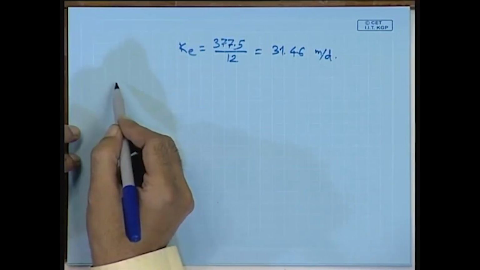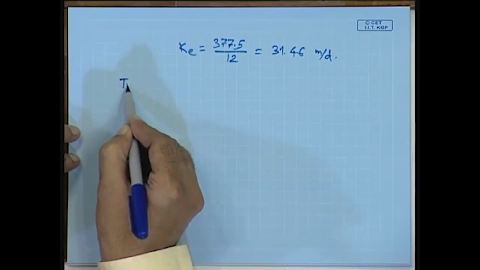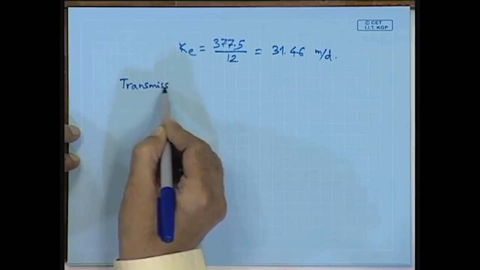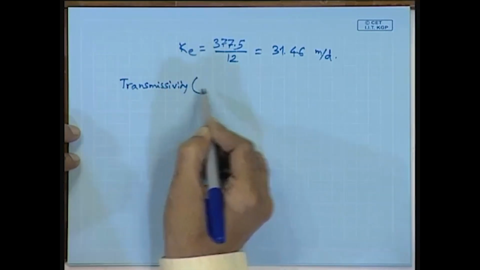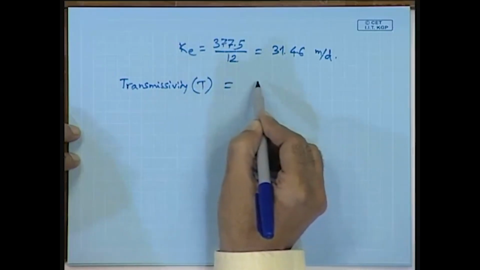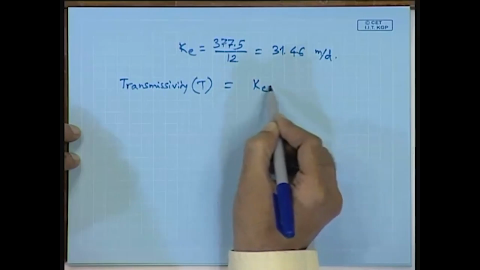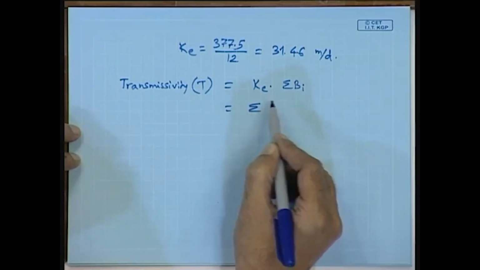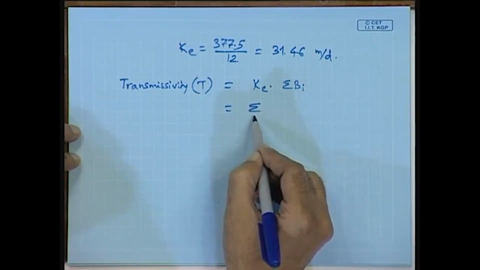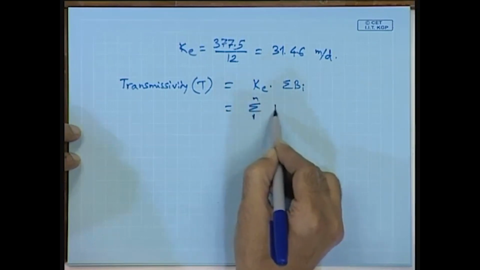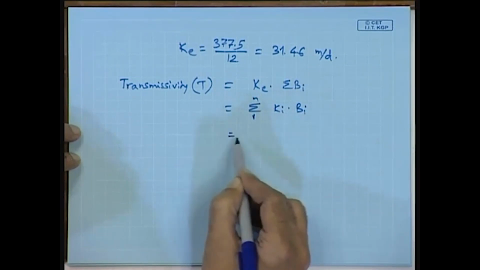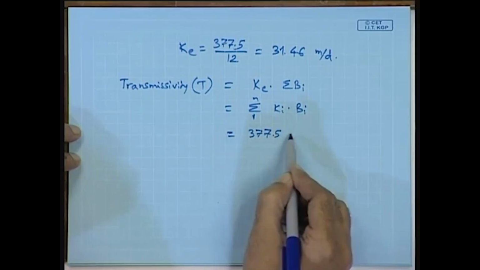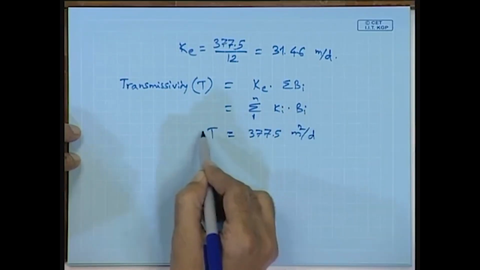Let us also estimate the transmissivity, also known as transmissibility. This is simply equal to K E into sigma B I, which is simply the summation from 1 to n of K I into B I, the numerator of the previous expression. So, this is 377.5 meter square per day. This is the value of transmissibility.